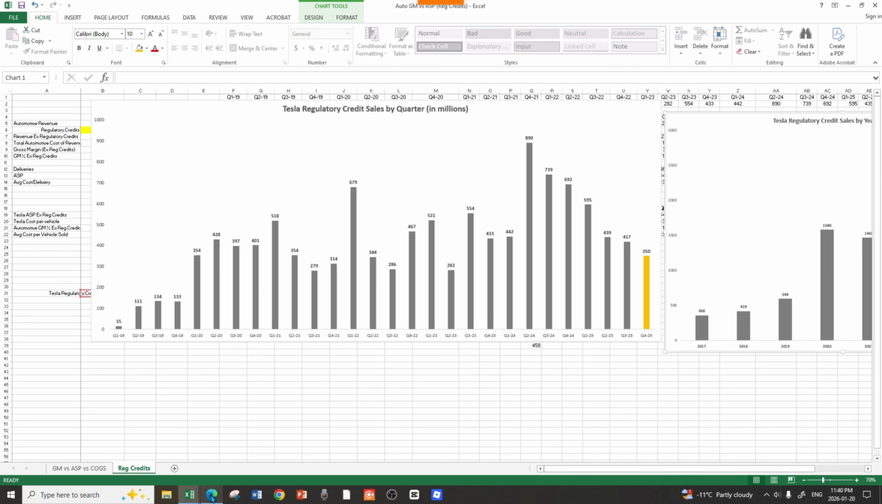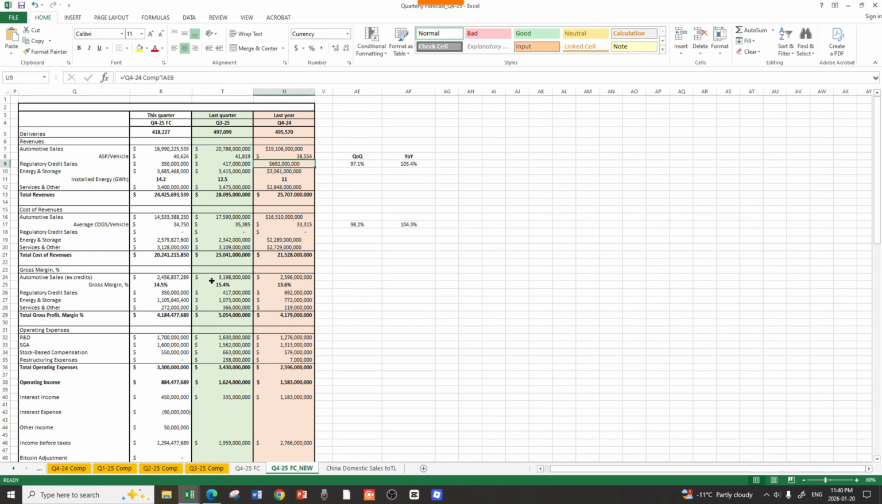I think that's reasonable. Going back to my model here, regulatory credits come at 100% margin, so I don't have any costs against that number. It's pure gross profit for Tesla. So that number declining is not great, but it's a small contributor to the overall revenue bucket, although a highly profitable one because it's 100% gross profit margin. All right, so that's regulatory credits. We'll see how that looks.